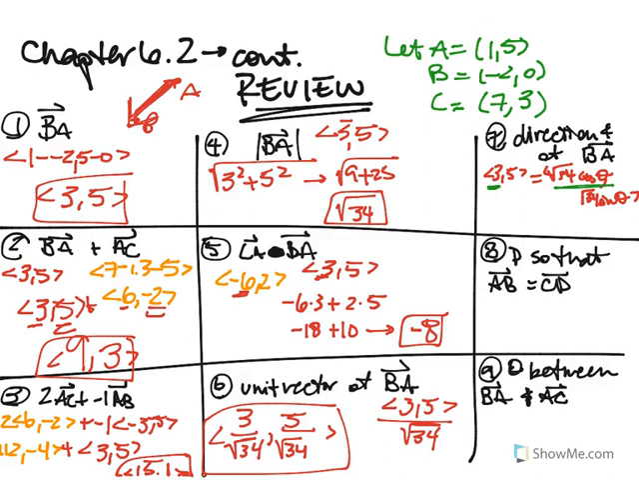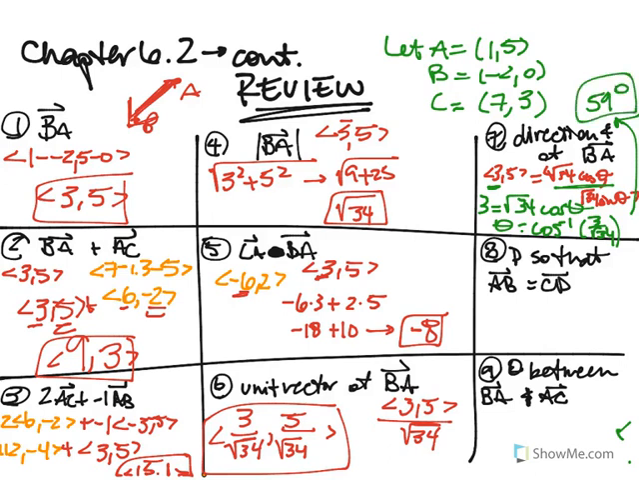Let me do that in that green so it kind of stands out. 3 equals root 34 cosine theta. So in your calculator, you're going to type second cosine of 3 divided by root 34. And then that answer is 59.03, or just 59 degrees.